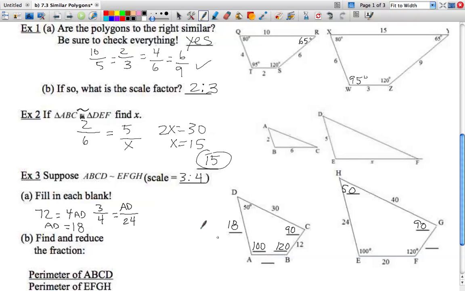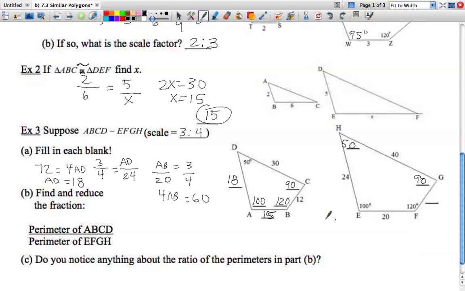Let's look at AB. So we have AB to 20 as 30:40, or 3:4. So cross multiplying, we get 4 AB equals 60. So AB has to be 15. And I'll let you fill in the last one for a little exercise, and we'll check that in class tomorrow. Okay?